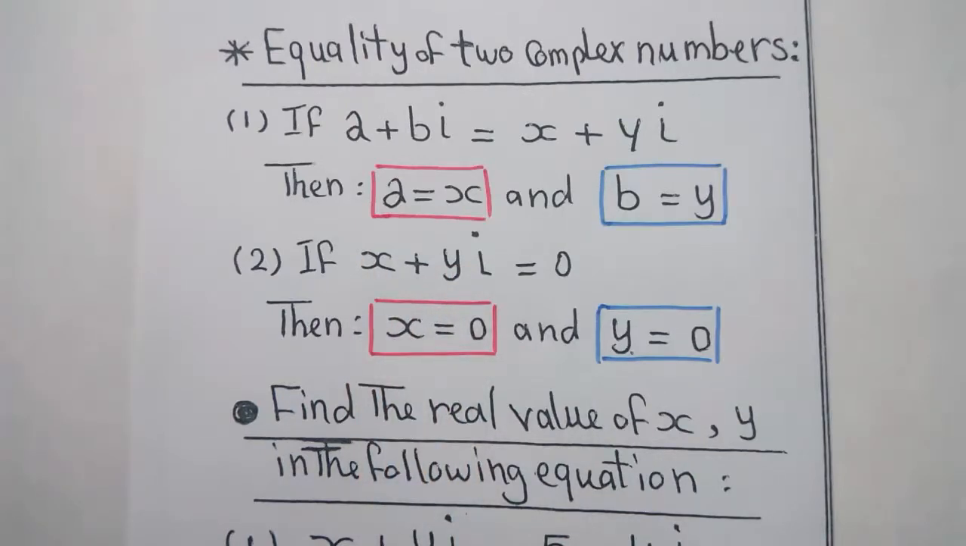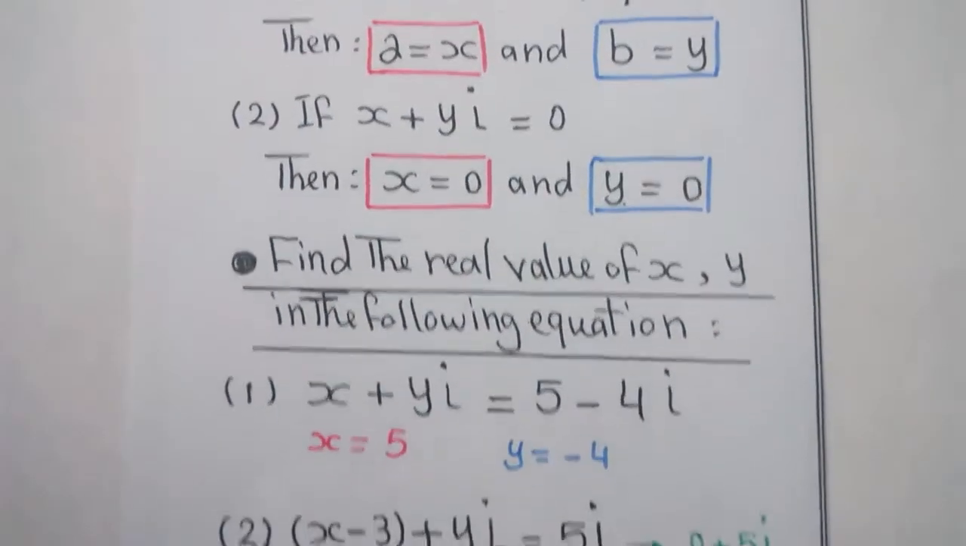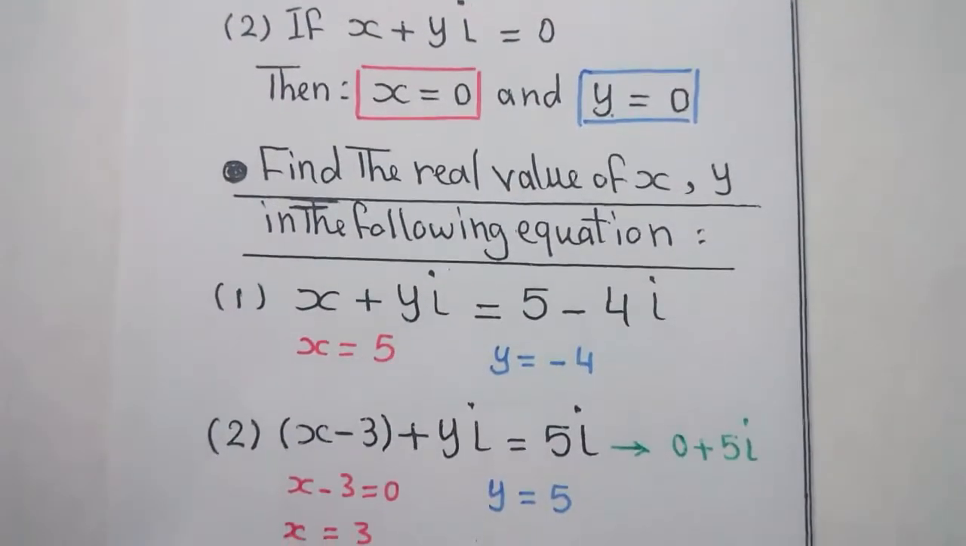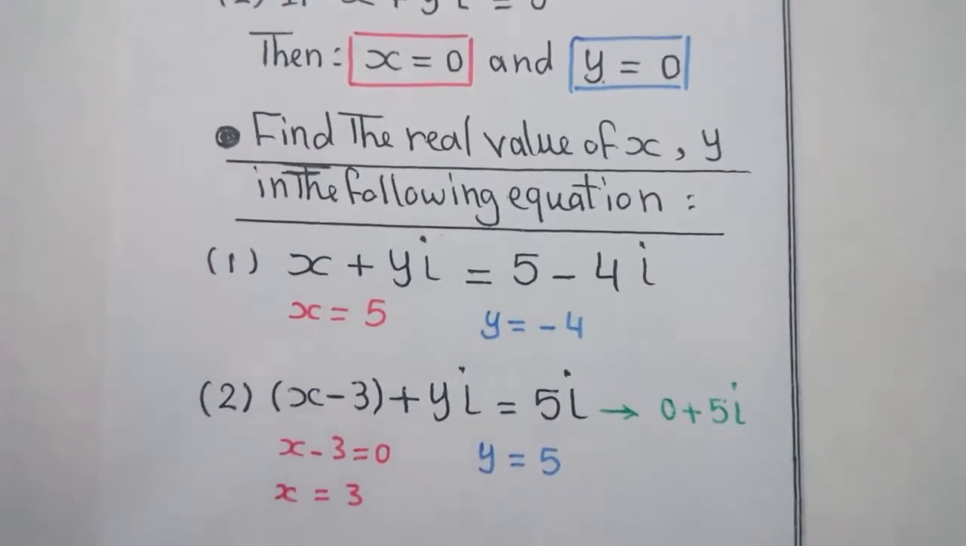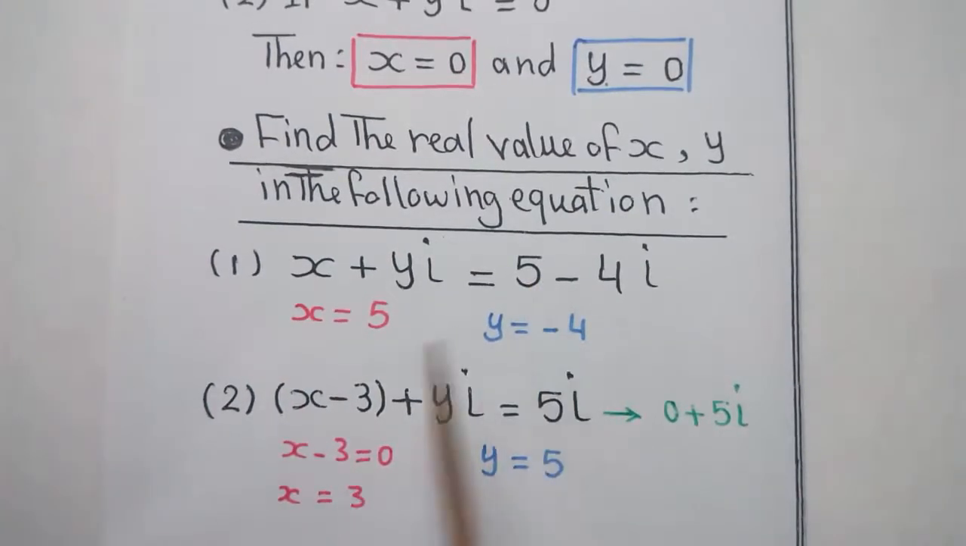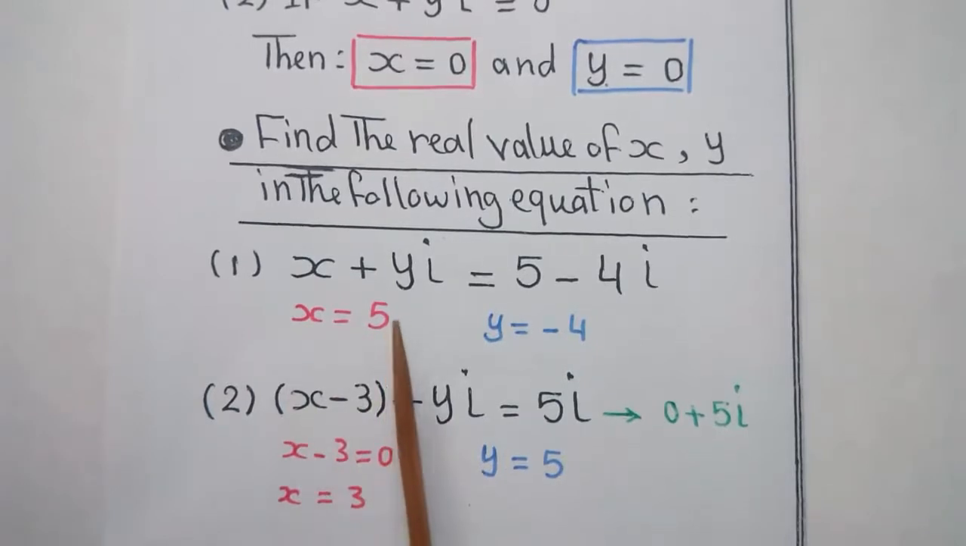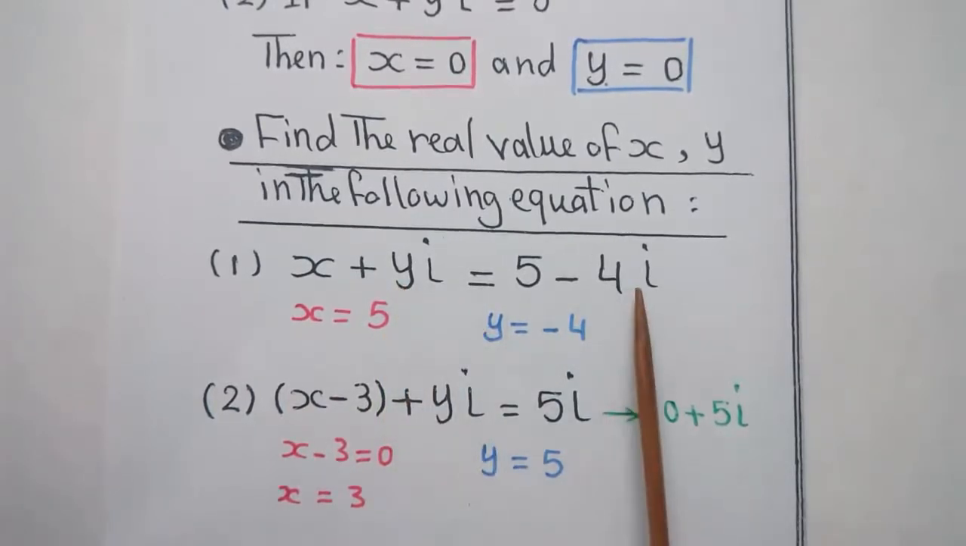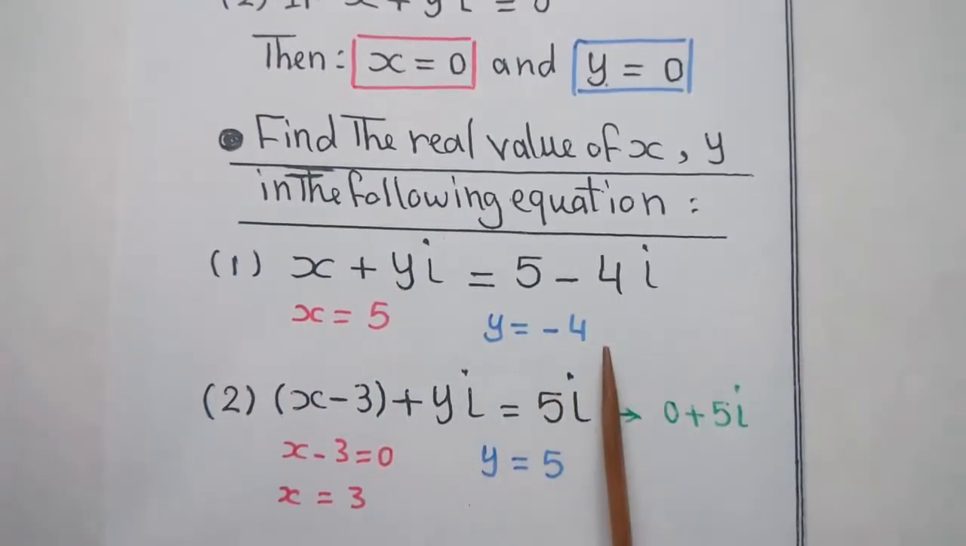For example, find x and y in the following. x plus yi equal 5 minus 4i. يبقى الريل equal الريل، يبقى x equal 5. الإيميجينري equal الإيميجينري، يبقى y equal negative 4.